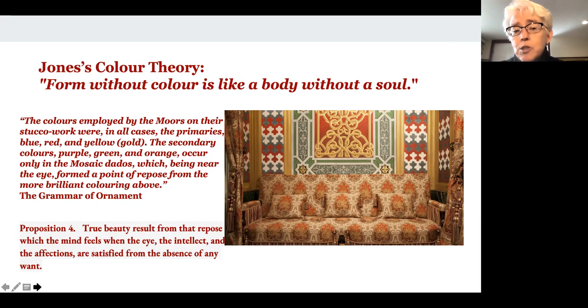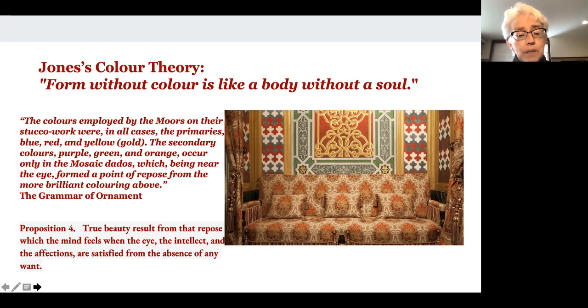So color theory was huge to Jones and was what really attracted him to spending so much time in the Alhambra. And he has this wonderful quote, "Form without color is like a body without a soul." So we're not going to be getting into metaphysical things here necessarily, though I will take you on a tangent in a second. But form without color is like a body without a soul. It's pretty profound. And he particularly found that in what he discovered in Al-Andalus in southern Spain from the Moorish period, 711 to 1492.